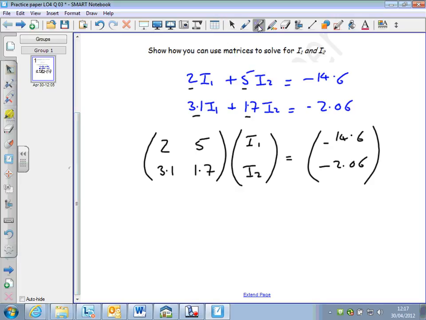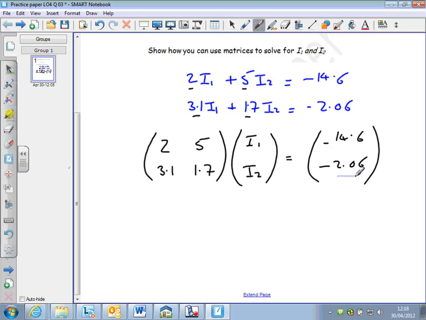So in other words, if I write 2 times I1 plus 5 times I2, I would get this first equation here, and that equals minus 14.6. And similarly, using the bottom element of the first matrix, 3.1 times I1 plus 1.7 times I2, which is the second of these equations, must equal minus 2.06. So you can see it works if you look at it. Now it's in matrix form.